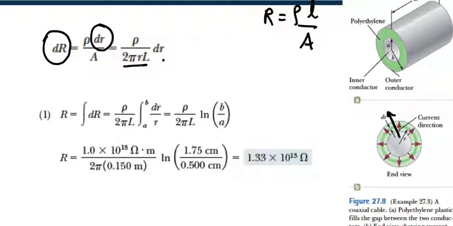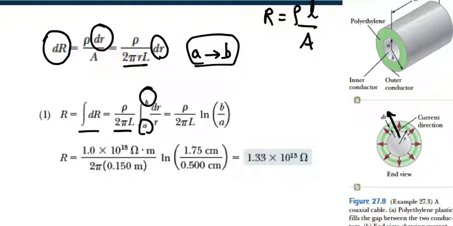So we have got an expression and we are going to integrate it, because this is only for a small element dr and we have to integrate it from A to B. As usual we put the integral, we take the constants out, we put the limits. We do the integral, we substitute the limits, and we get this expression with ln of B over A, because it will be upper limit over lower limit. We substitute the values and we get the answer.